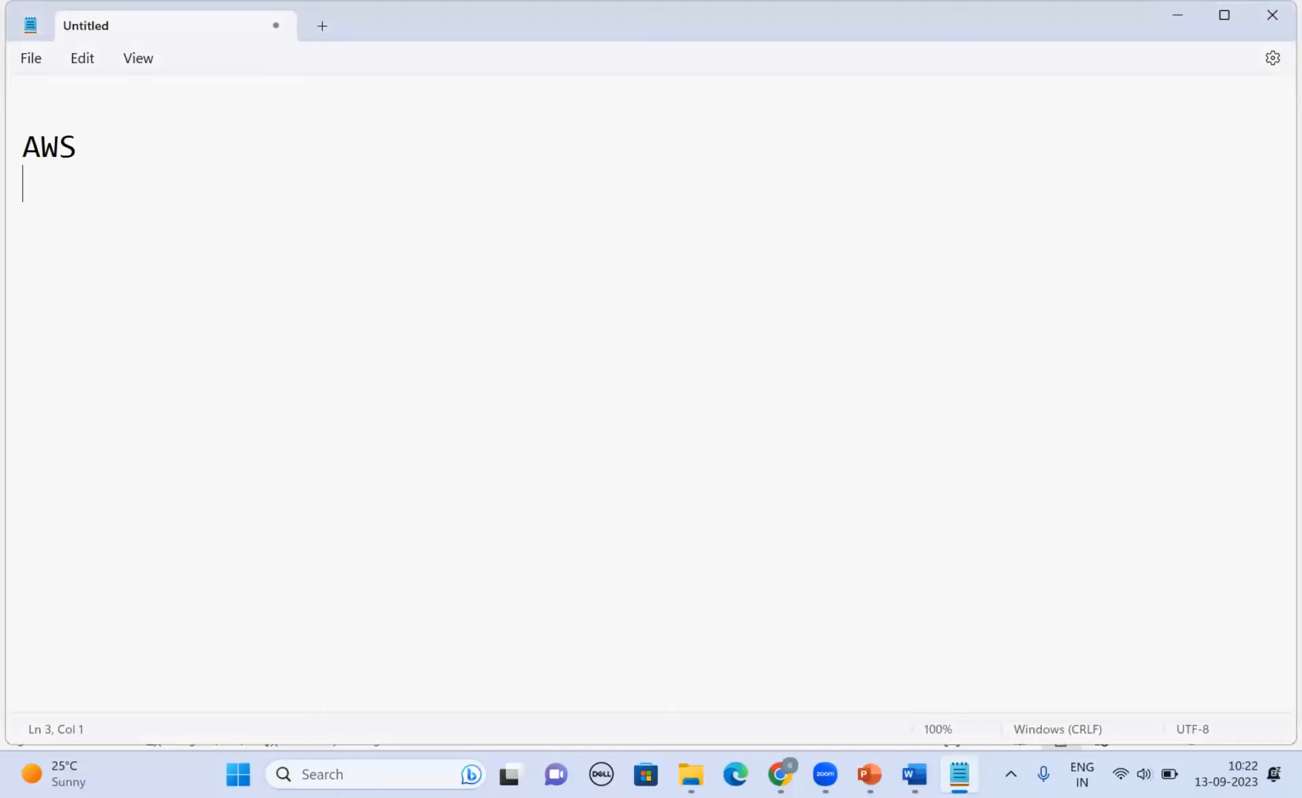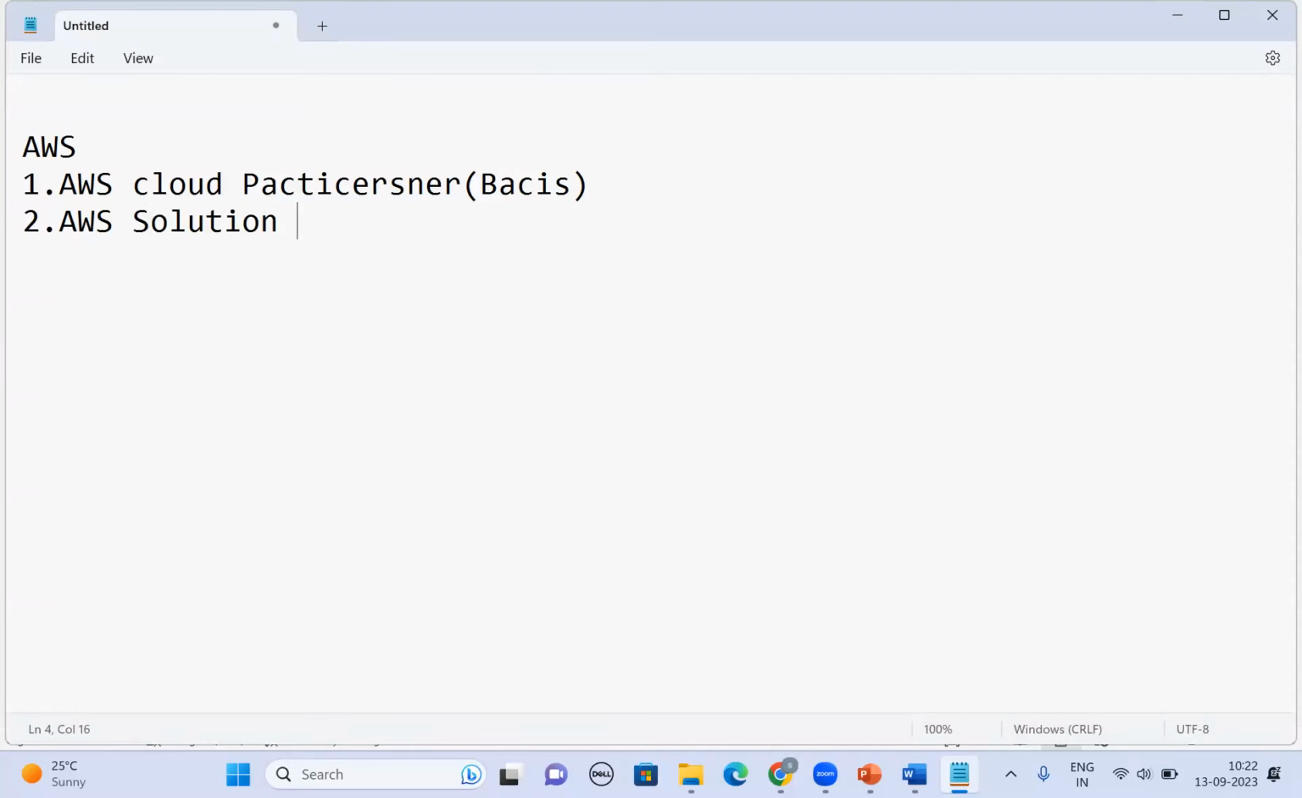So AWS has three sectors, not sectors, I would say three parts. The first one is AWS Practitioner. Sorry if I'm typing wrong. AWS Cloud Practitioner, I would say, is basic. It means if you know the basics, then you can complete this. The next one is AWS Solution Architect. It is called Associate.